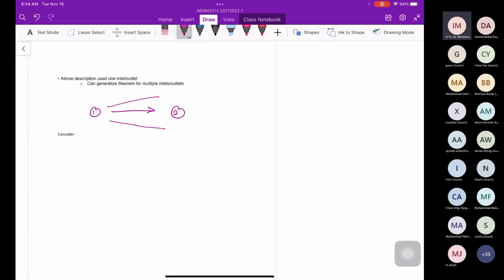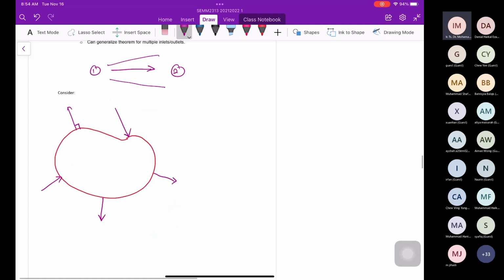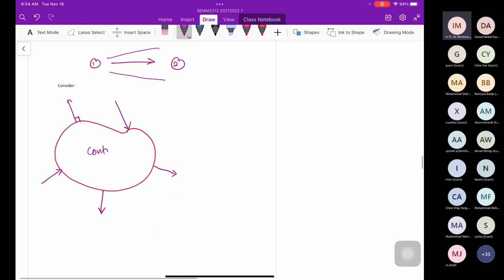Consider we have multiple inlets and outlets. We have the control volume, and then we have the inlet, and then we have the outlet. We have inlets, we have outlets, we have multiple inlets and outlets. So this is the control volume.